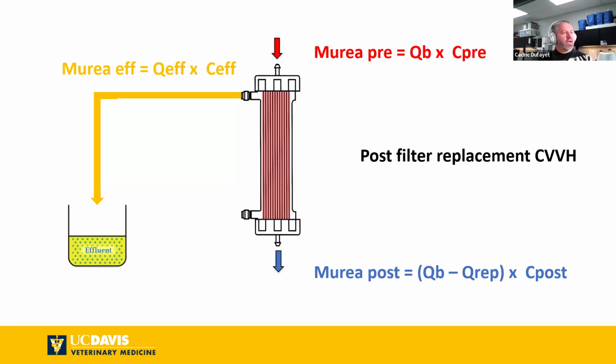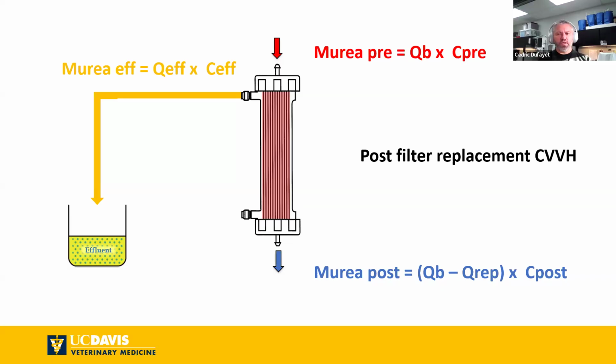And you don't have any dialysate going around, so the only thing that's going to come out of your dialyzer is your ultrafiltrate from convective clearance. And so all the urea that you're going to remove is going to be in that effluent, and the mass of urea you're removing equals the effluent flow times the concentration in the effluent. So you can pretty easily measure how much urea you remove instantly.